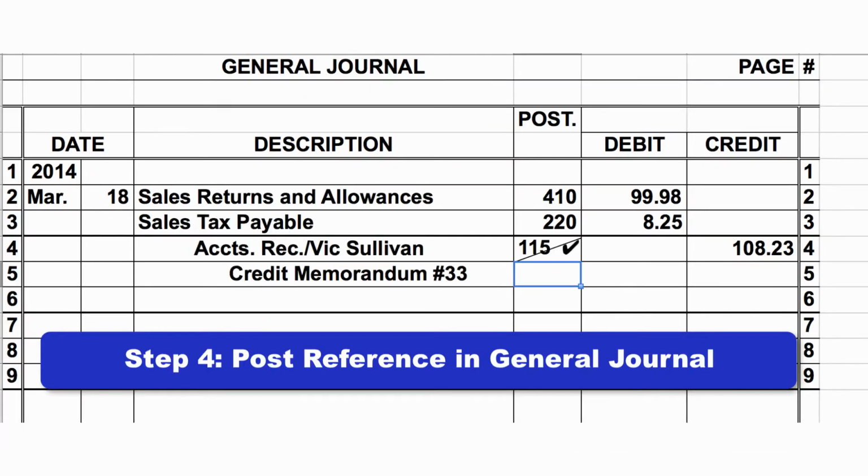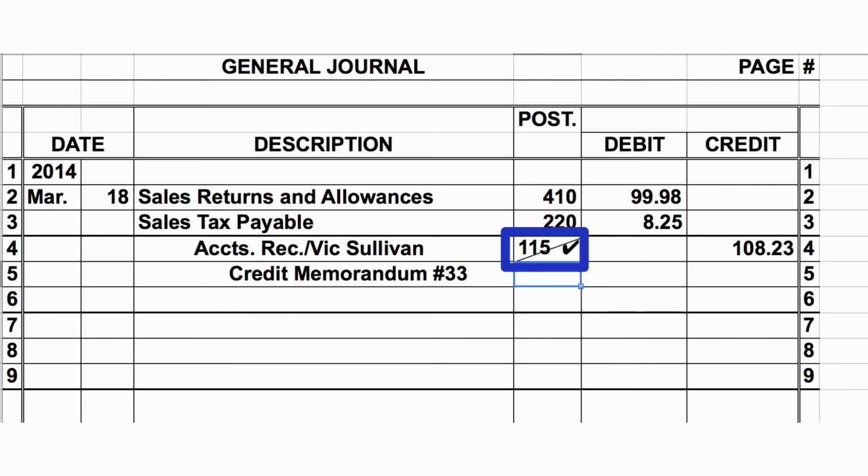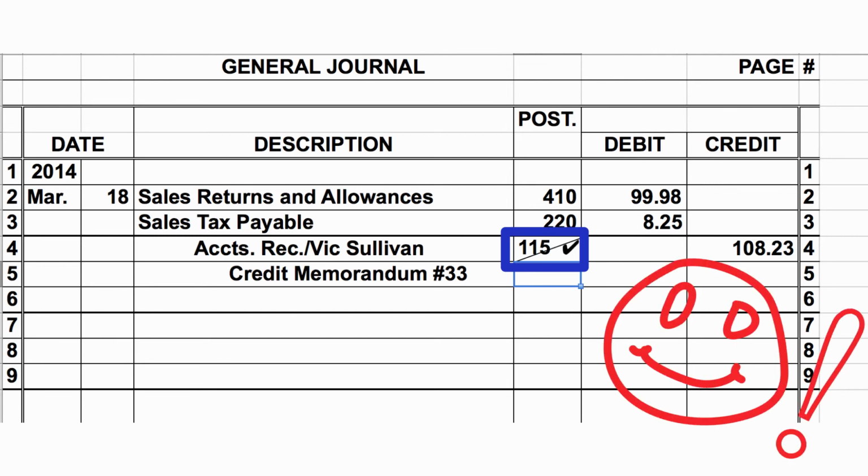Now you will need to go back to the general journal and document the posting reference for these accounts. You will put the account numbers for each general ledger account, and you will place a check in the bottom of the slash line for the Vic Sullivan subsidiary ledger account. While that slash line seems a bit tricky at first, it's pretty straightforward to use.